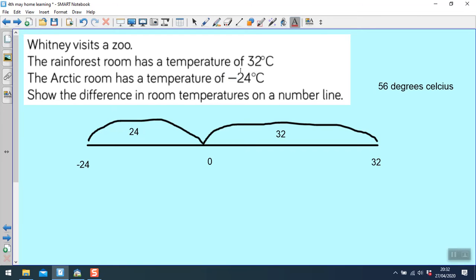If you look at these numbers here, 24 add 32 actually makes 56. Thinking about why that is, jumping up to 0 and jumping up to 32.